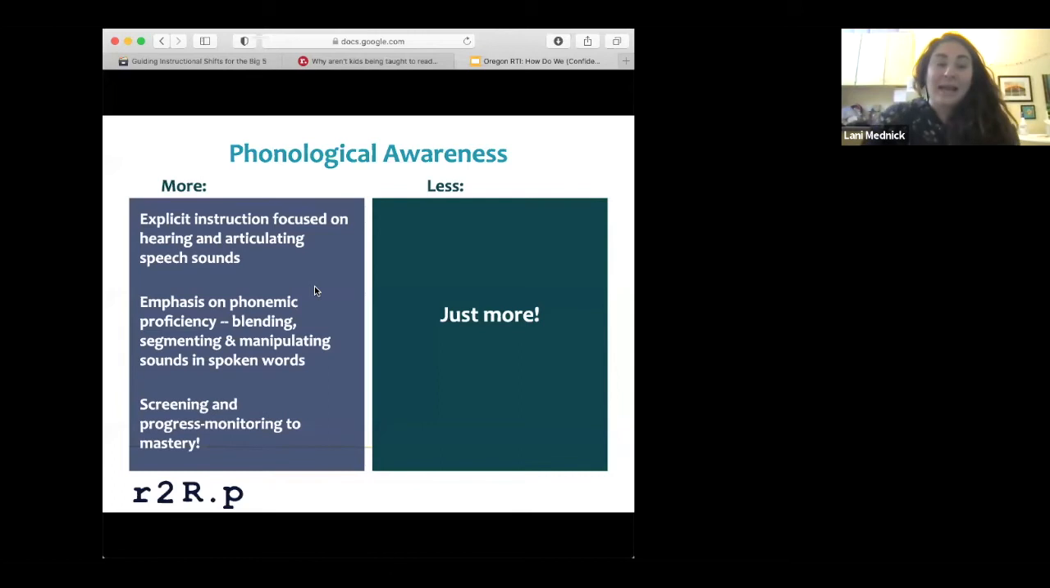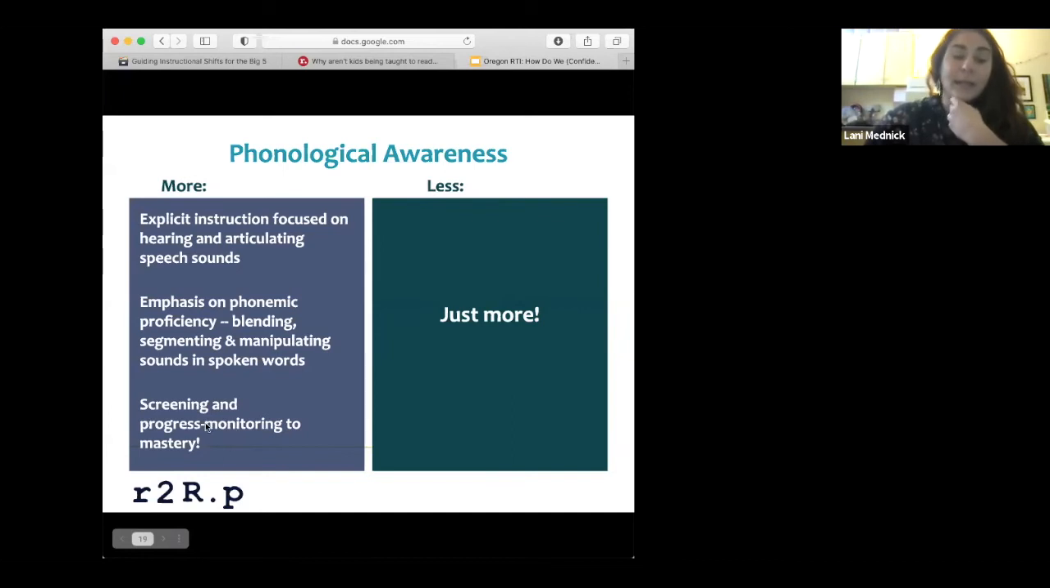And similarly, segmenting supports our students in their ability to write or encode by hearing each sound and getting it on the paper. And manipulating sounds in spoken words builds phonemic proficiency, strengthening the brain's phonological processor, which creates a solid and strong foundation for automatic reading.